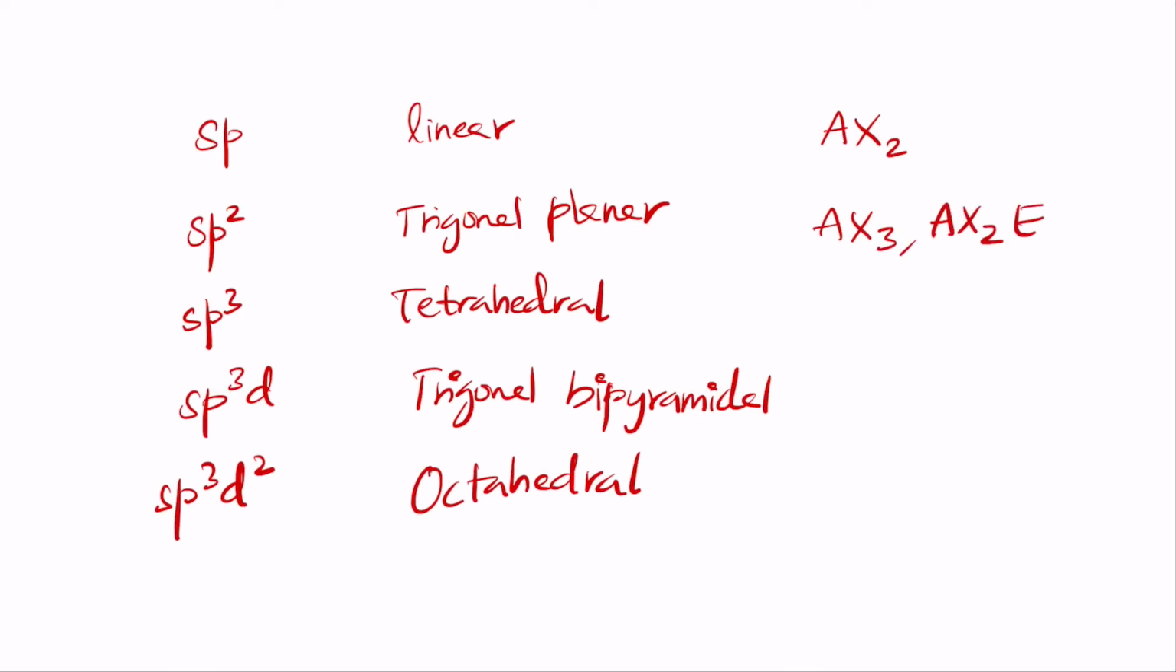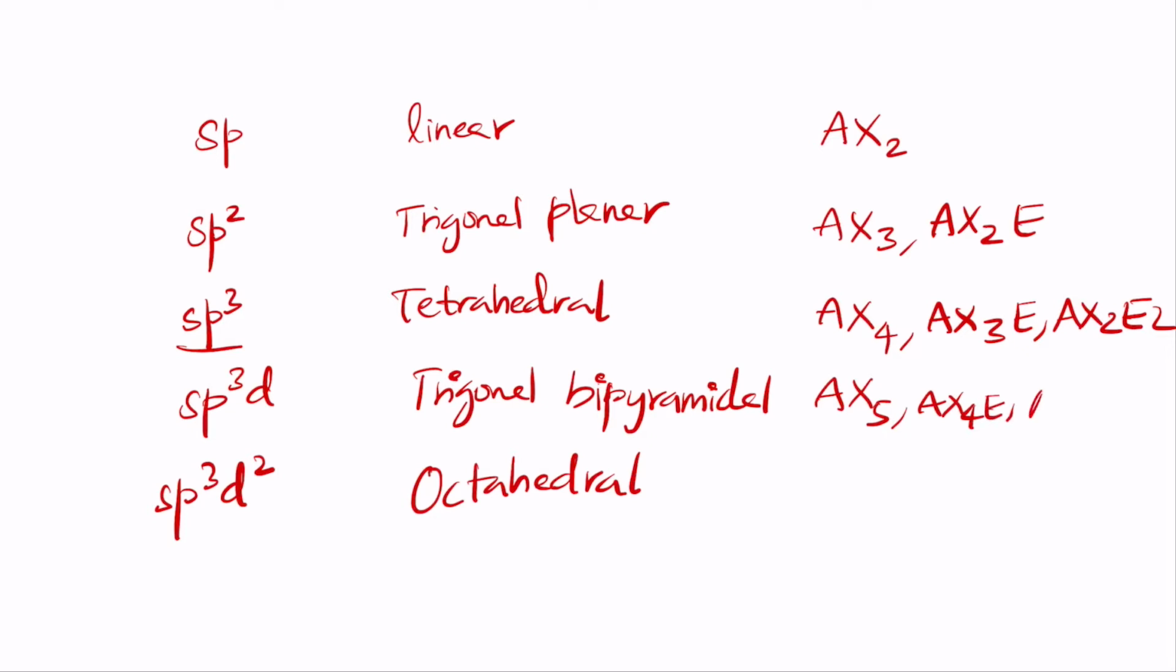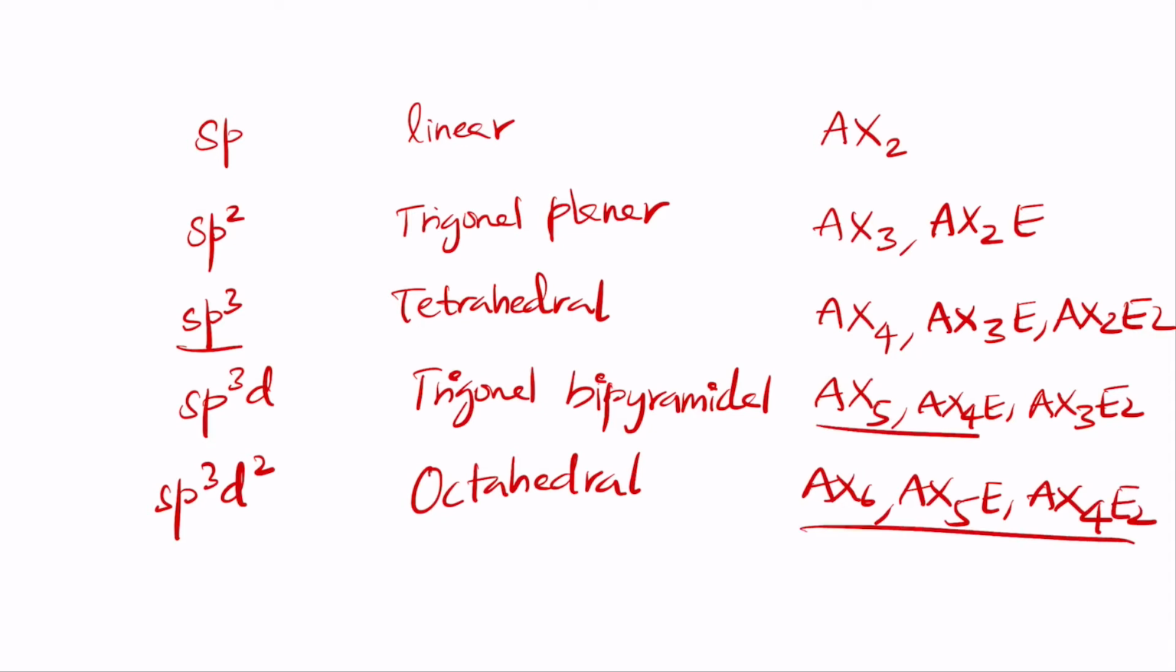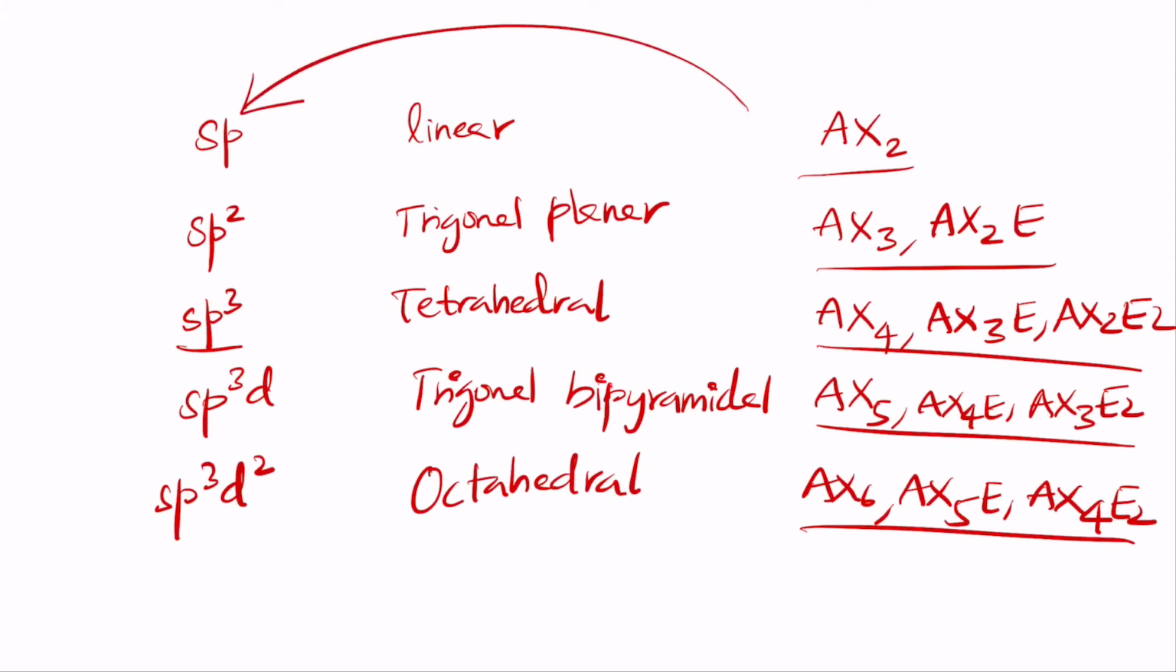For sp3 you have AX4, AX3E or AX2E2. All of them are tetrahedral, sp3 hybridized. You also have trigonal bipyramidal for AX5, AX4E and AX3E2. For octahedral you have AX6, AX5E and AX4E2. So these are the molecular arrangements and the corresponding hybridization that results from each particular arrangement.